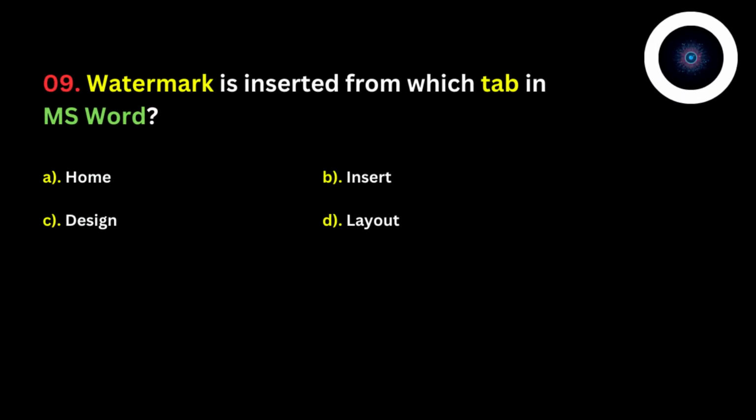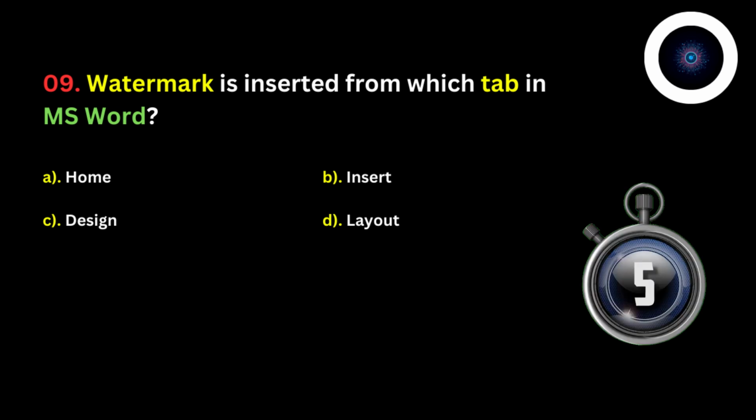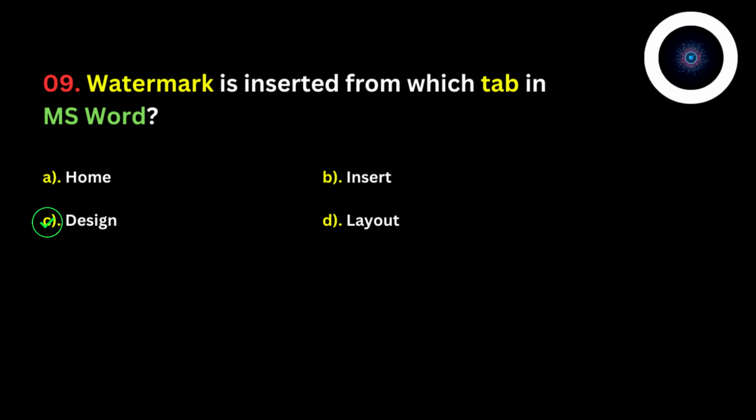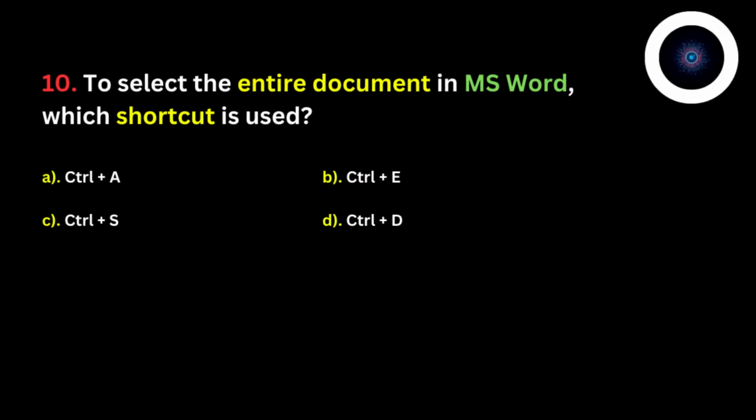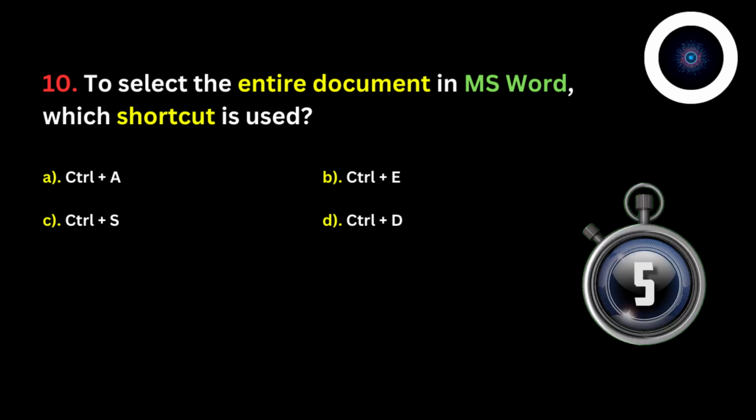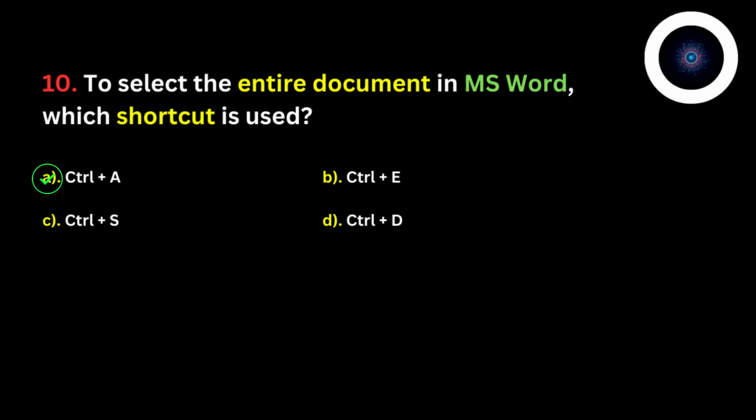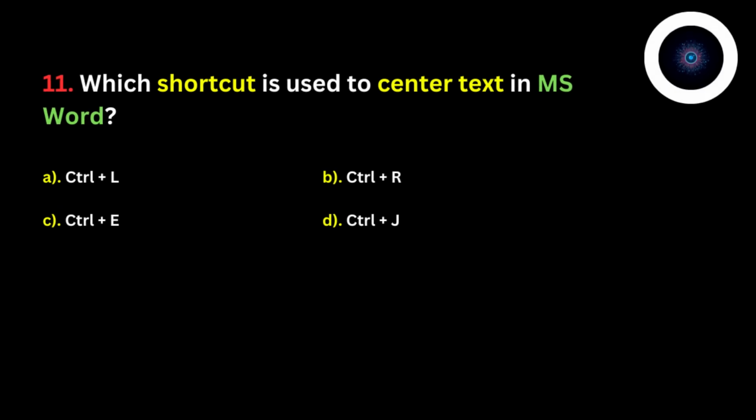Question number 9. Watermark is inserted from which tab in MS Word? Correct answer is Design. Question number 10. To select the entire document in MS Word, which shortcut is used? Correct answer is Ctrl+A.